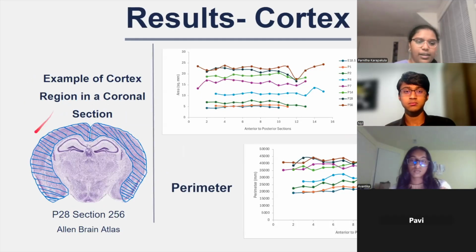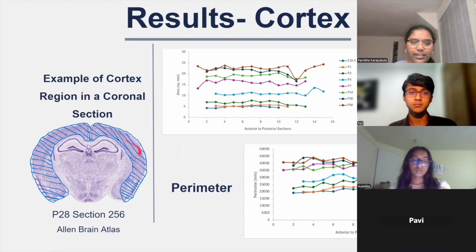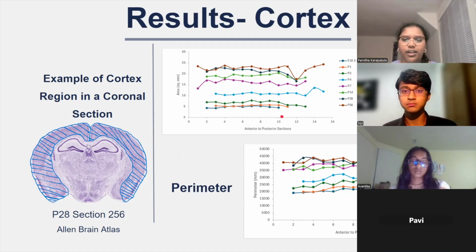Here is an image of a P28 mouse, section 256 from the Allen Brain Atlas, and here you can see the cortex outlined. From these analyses, we got a scatter plot going from anterior to posterior, so from the front to the back. You can see that as the brain ages, there's more area, and it's not a linear progression. There are certain periods where the brain develops faster compared to other periods, and it's the same for the perimeter.